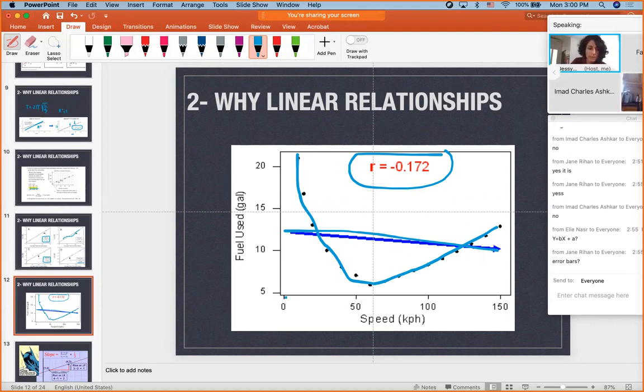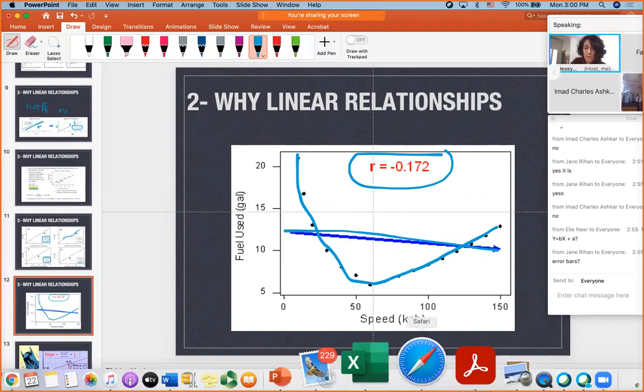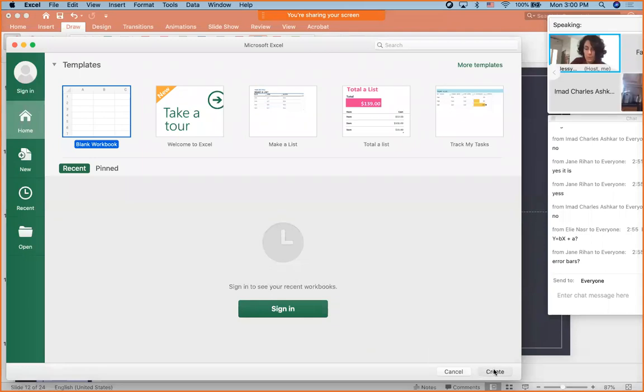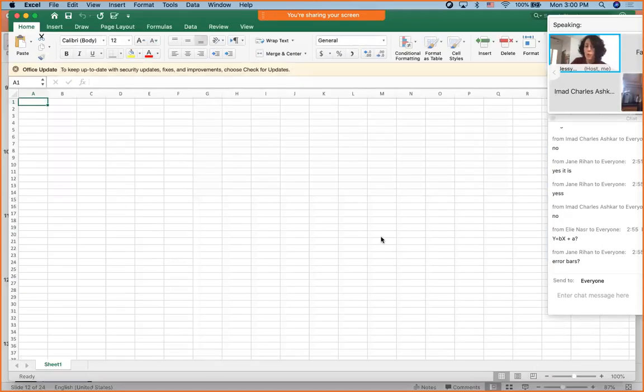Okay? Sometimes it's obvious. Now let me go to my Excel and show you quickly how to do it. By the way, you can find the slope and the y-intercept using your calculators. Since everybody has Excel, how about I don't teach you how to use your calculator?